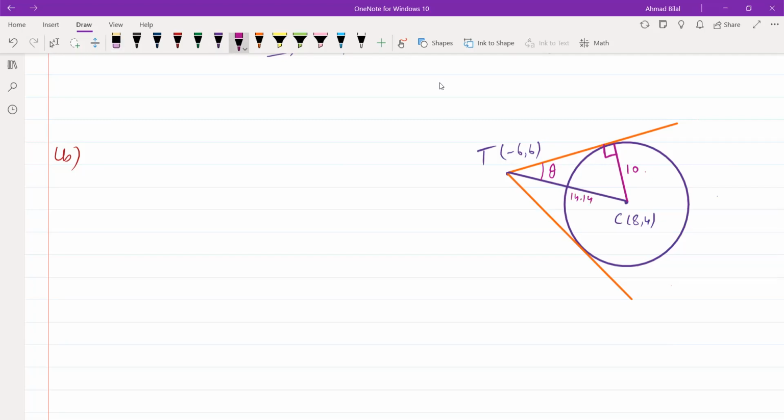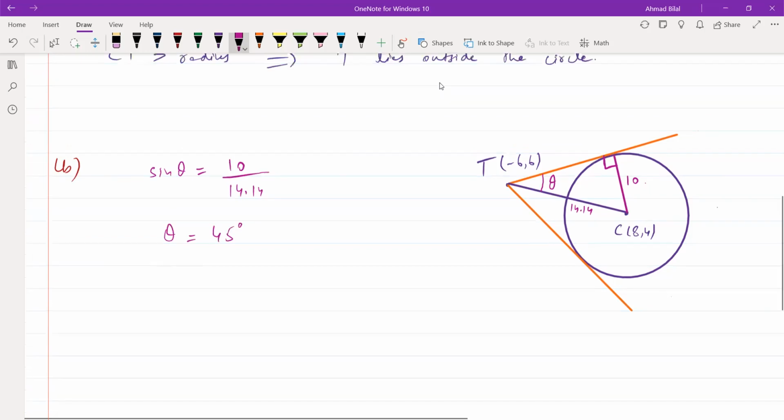It's a right angle triangle. We have the hypotenuse and we have the perpendicular according to this theta. So what we say is sine theta is equal to perpendicular over the hypotenuse. And that is going to give you the value of theta, which will turn out to be 45 degrees. Is that okay?